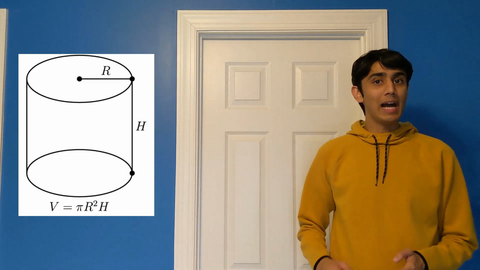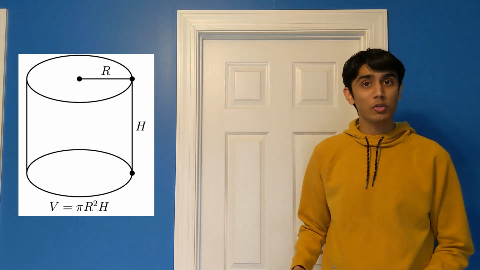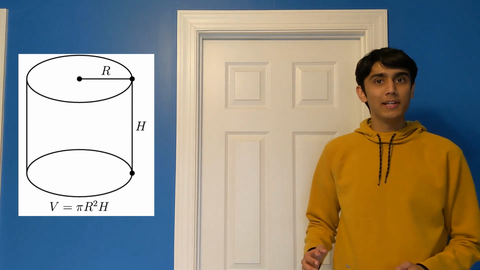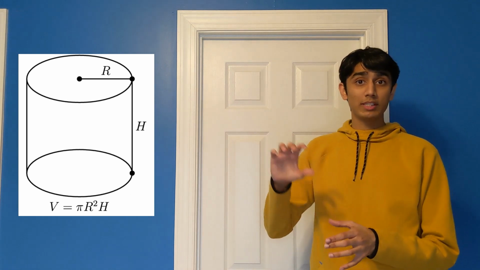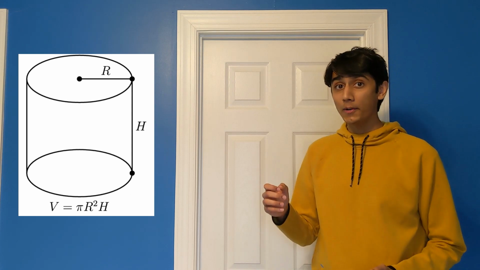The fourth way to calculate pi is to use the volume formula of a cylinder. So the volume of a cylinder is pi times r squared times h, where r is the radius of the cylinder and h is the height of the cylinder. So what we can do is we can take a fixed volume of water, pour it into a cylinder, measure the radius of the cylinder and the height of the water, and use that to calculate pi.